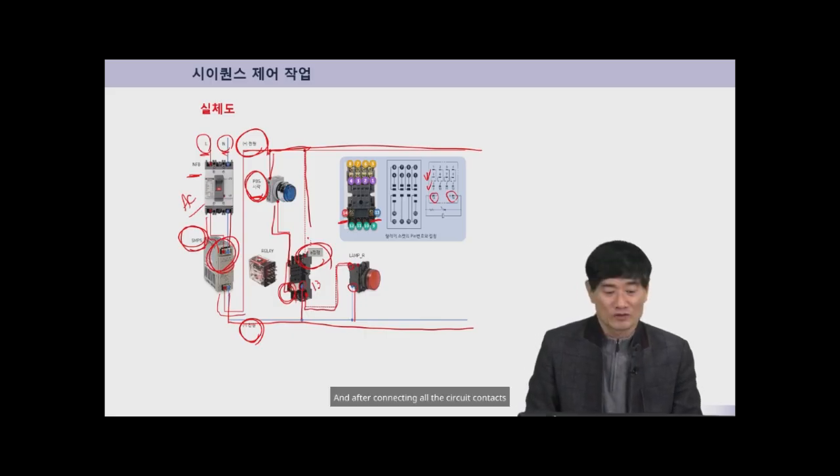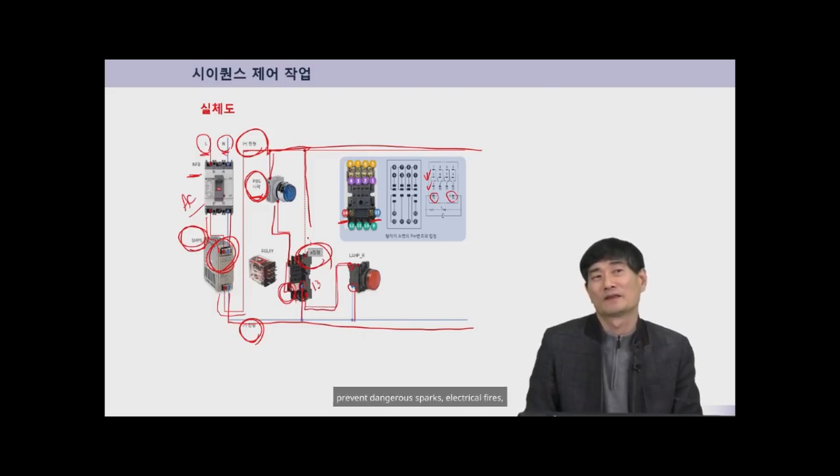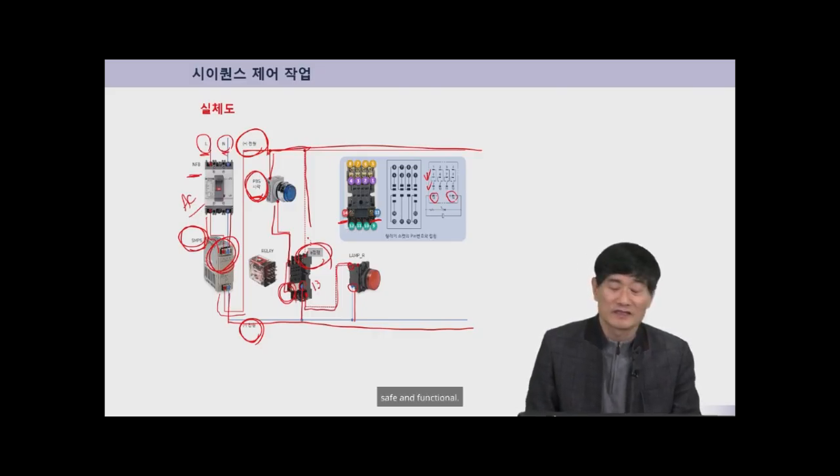And after connecting all the circuit contacts like this, it is absolutely necessary to check the wiring before supplying power to the SMPS, for the sake of safety during the experiment. I believe that conducting experiments while checking for safety like this is extremely important. By consistently following these essential safety procedures, you can effectively prevent dangerous sparks, electrical fires, or burning caused by incorrect power connections, ensuring your equipment remains safe and functional.